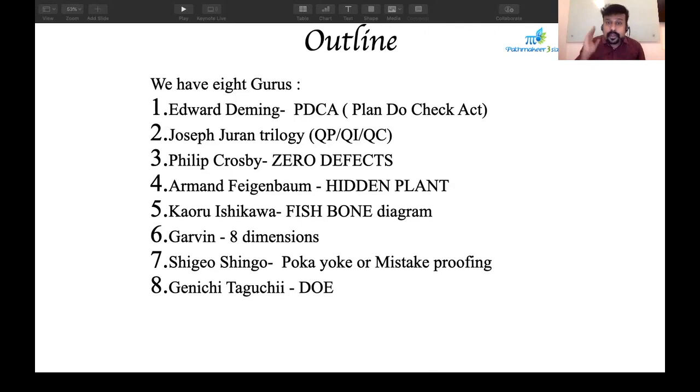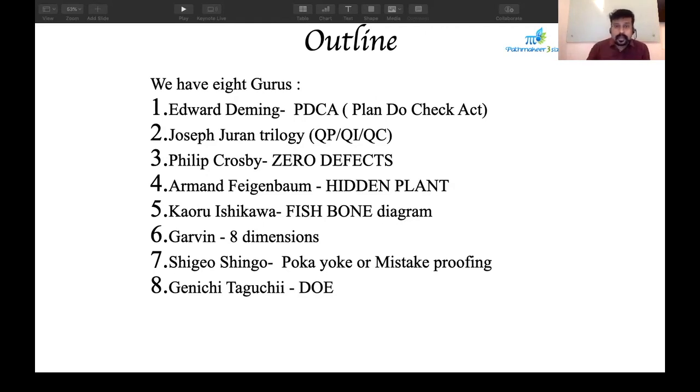Now coming to Kaoru Ishikawa, his contribution is the fishbone diagram. I think 90% of you would have known about this fishbone diagram. It is also called the cause and effect diagram. Now coming to Garvin, we have already discussed the 8 dimensions of quality. That is Garvin's contribution. The fishbone diagram is a very, very simple diagram. I will explain it shortly. In the coming slides, we'll have certain slides which show this fishbone diagram, and I'll explain that. Garvin's 8 dimensions I have already explained.